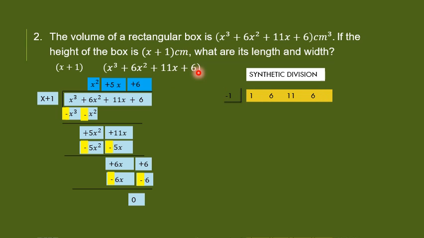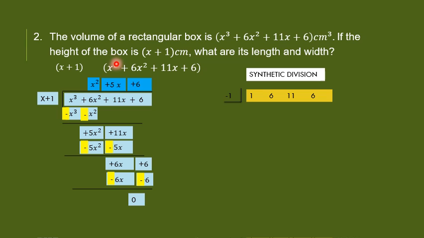So take note, when you do the synthetic division, in the yellow box, you have to make sure that the exponent is in descending order. When we say descending order, the order of the exponent goes to the smallest one.